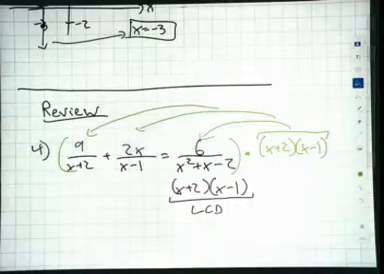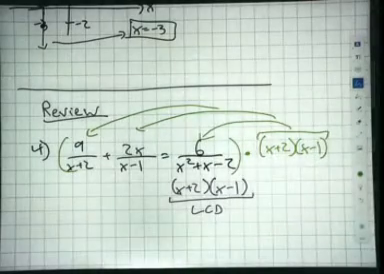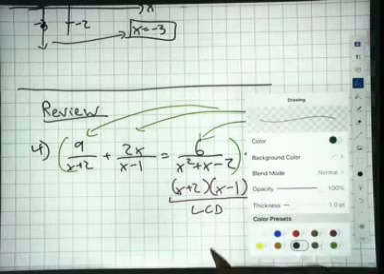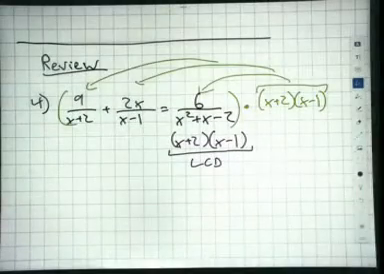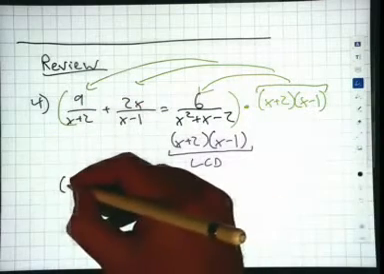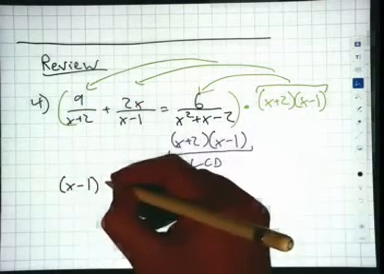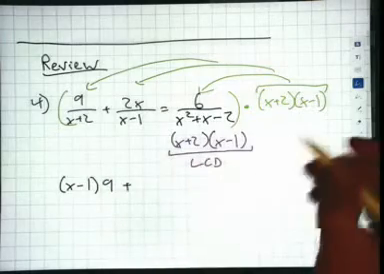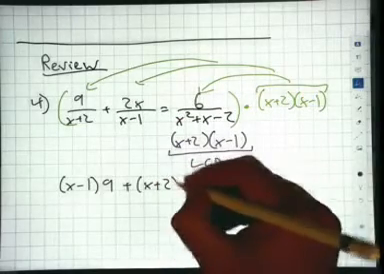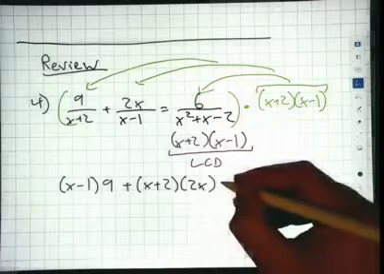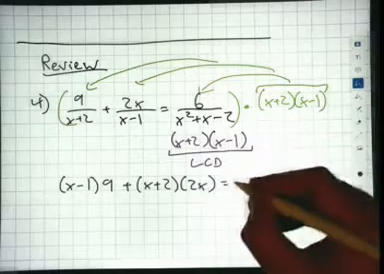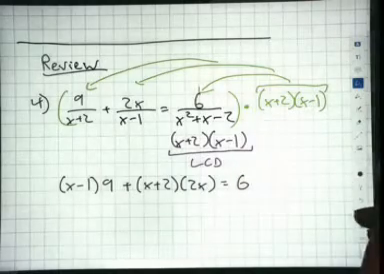Why? Because we don't like the fractions. So how do we get rid of fractions? We multiply through by the LCD. When I distribute this LCD, I end up with the following. The x plus 2's cancel out, leaving me with x minus 1 times 9. Plus, when I distribute the LCD, the x minus 1's cancel out, leaving me with x plus 2 times 2x. Equals, when I distribute, the x plus 2's cancel out and the x minus 1's cancel out, leaving me with 6.